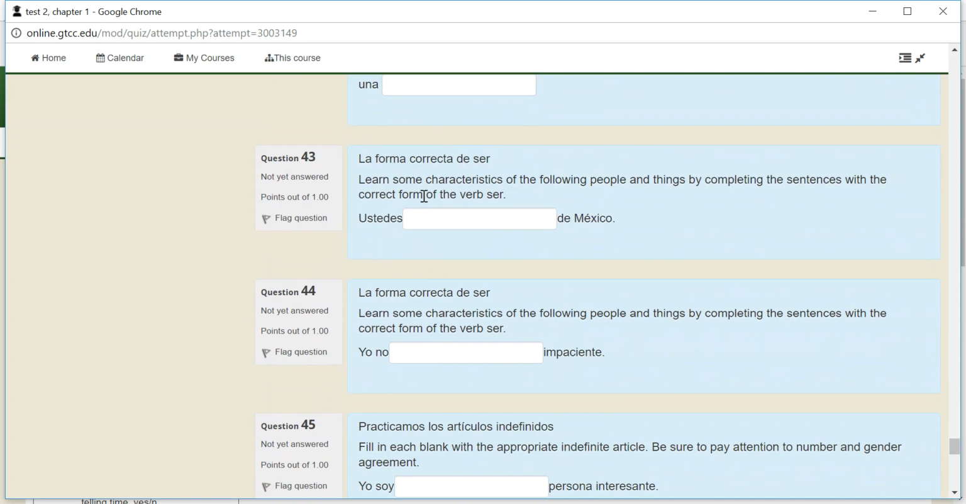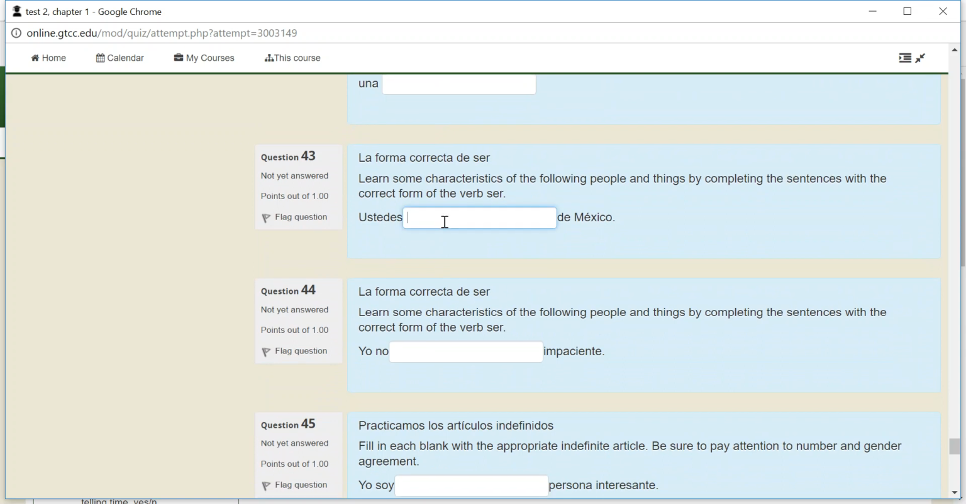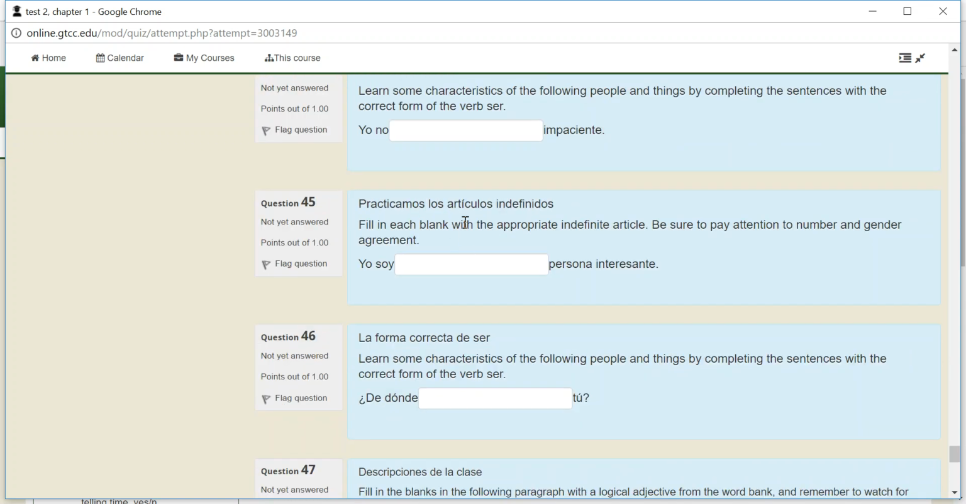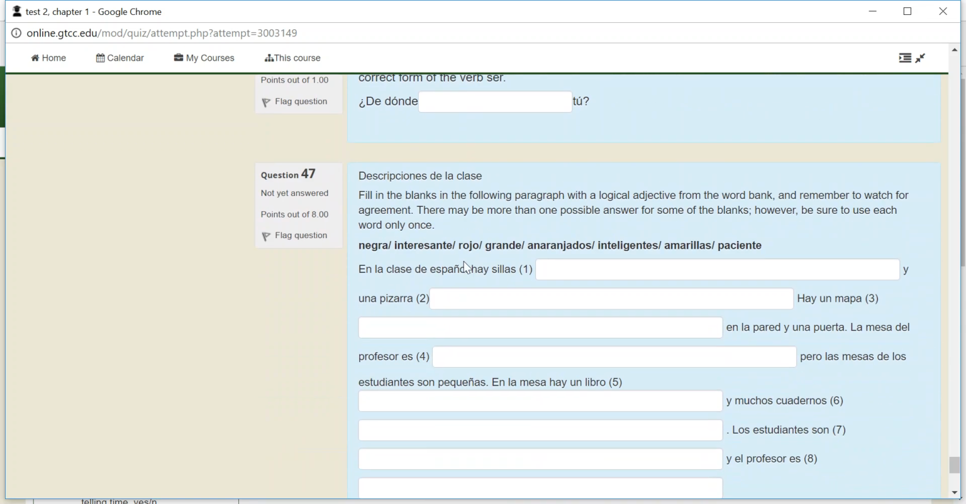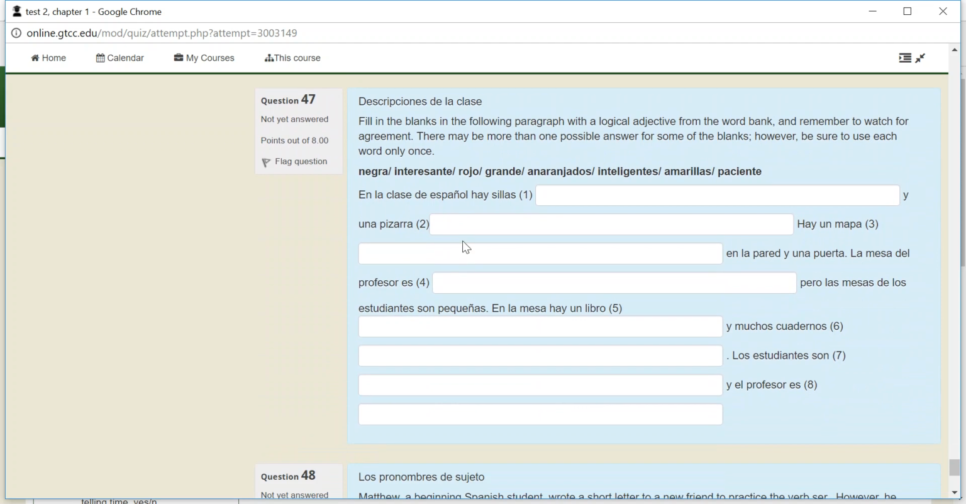Again, la forma correcta de ser, you're just putting in the correct form of ser. Artículos indefinidos, we've already gone over that one. Descripciones de la clase, fill in the blanks in the following paragraph with a logical adjective from the word bank, and remember to watch for agreement. There may be more than one possible answer for some of the blanks, however, be sure to use each word only once.